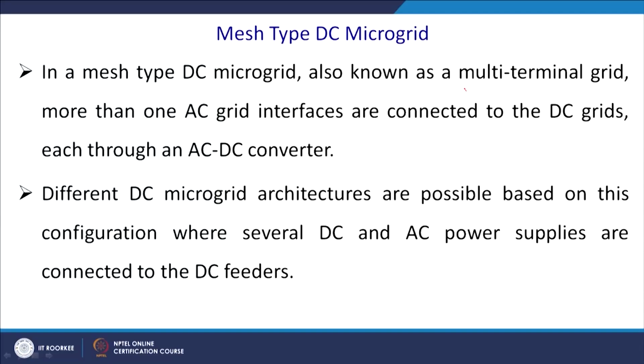So, the mesh type microgrid system is known as the multi-terminal grid. The grid is not connected at a single point of the microgrid, it is connected at various points in the microgrid. More than one AC grid interface is connected in the DC grid, each through an AC to DC converter. Different DC microgrid architectures are possible based on the configuration, where several DC and AC power supplies are connected to the DC feeders, that is also quite important.